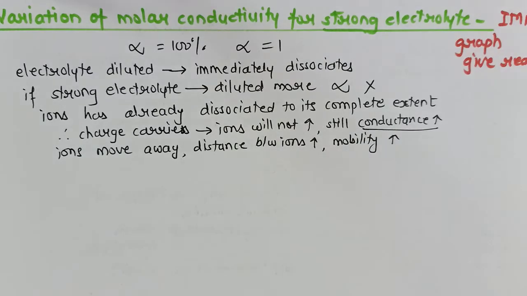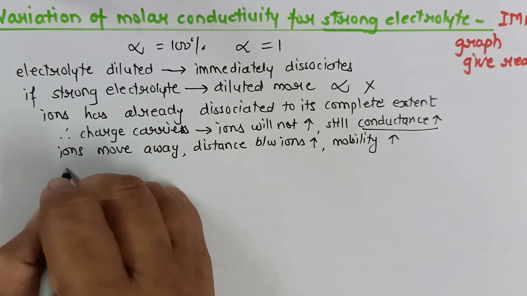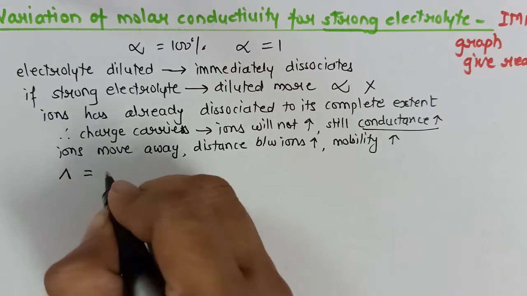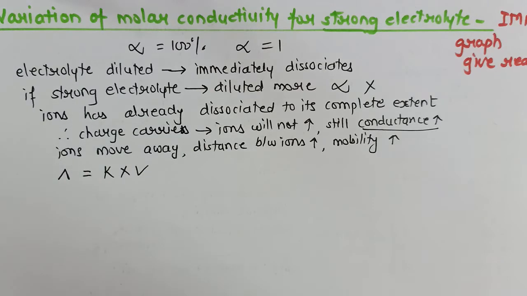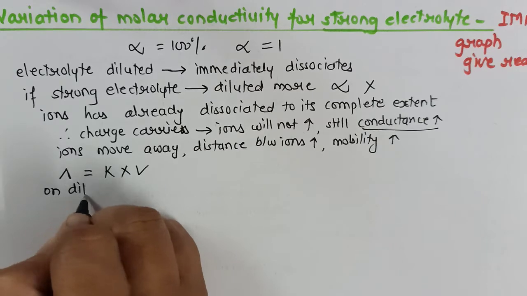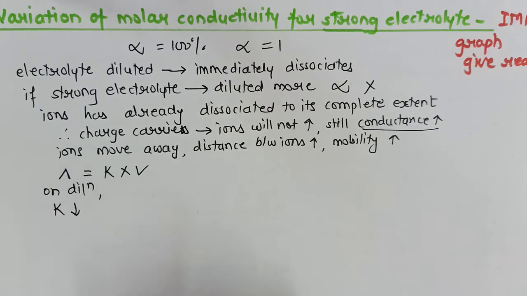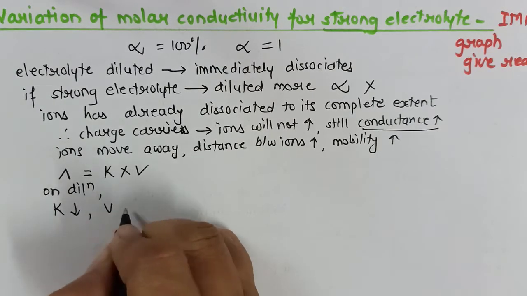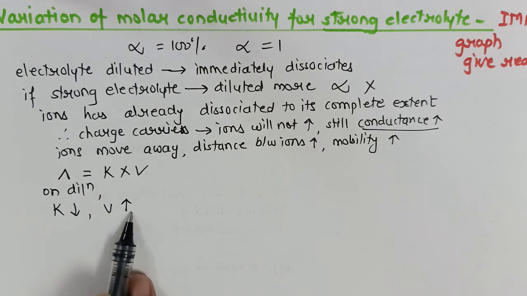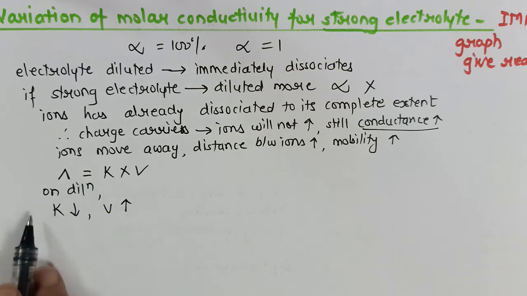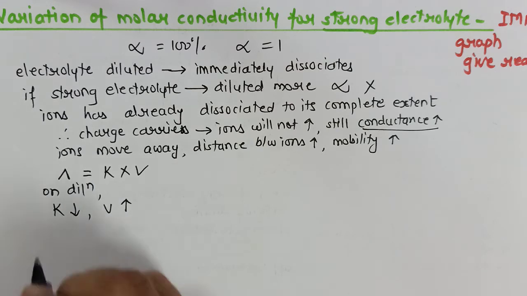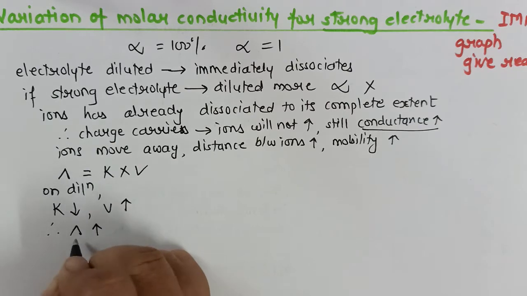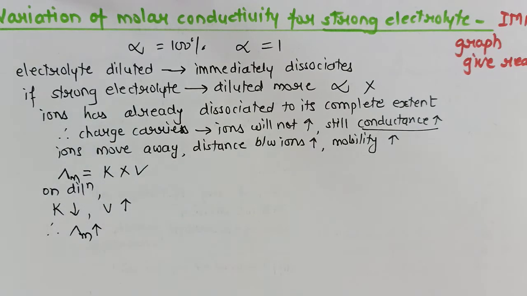Therefore conductance will also increase. We can have one more concept: molar conductivity, lambda, is equal to K into V, where K is conductivity. What happens on dilution? On dilution, K will decrease, but volume increases, and the impact of the increase in volume is so much that it will overcome the impact of the decrease in K, and therefore lambda, that is molar conductivity, also increases.